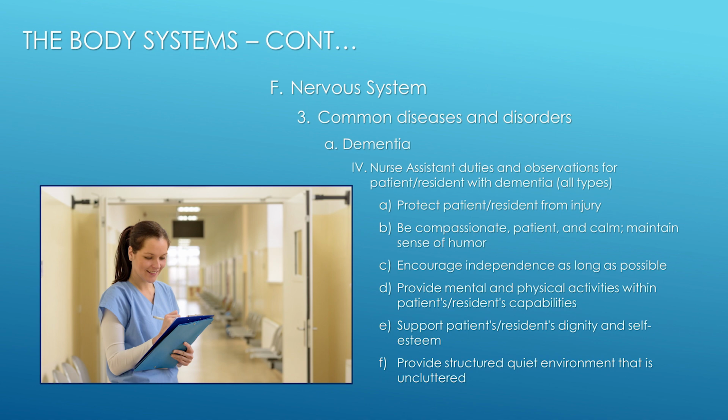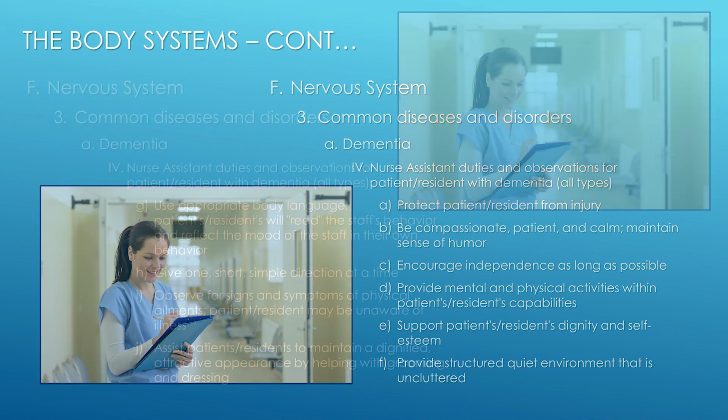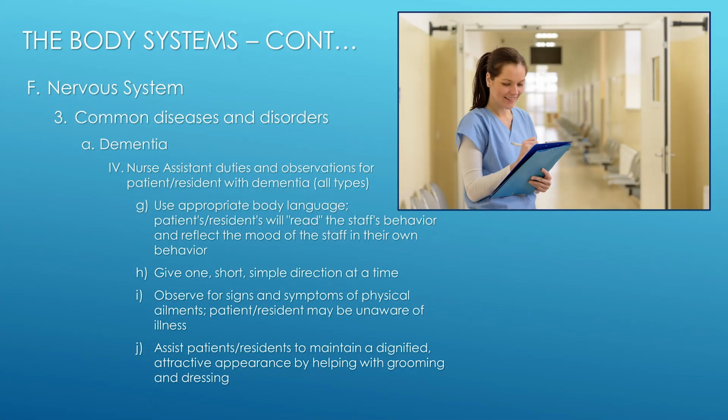Provide structured, quiet environment that is uncluttered. Use appropriate body language. Patients or residents will read the staff's behavior and reflect the mood of the staff in their own behavior. Give one short, simple direction at a time. Observe for signs and symptoms of physical ailments. The patient or resident may be unaware of illness. Assist the patient or resident to maintain a dignified, attractive appearance by helping with grooming and dressing.